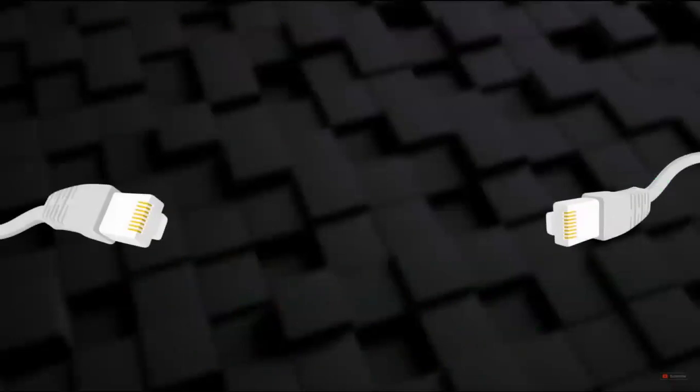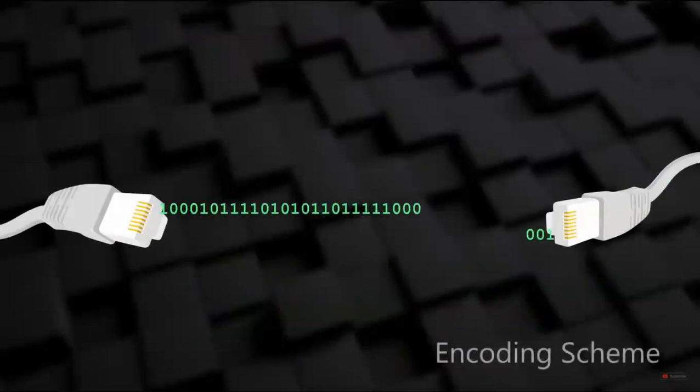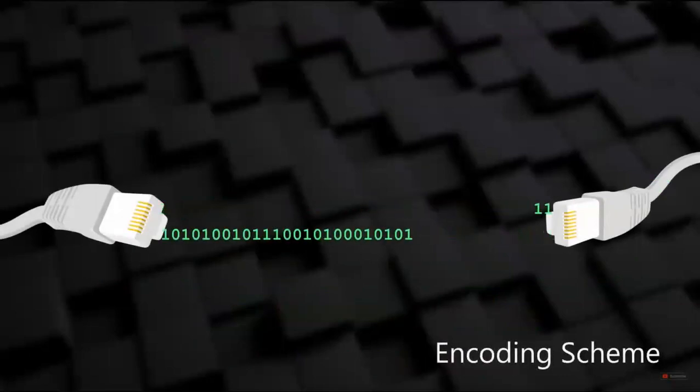Electrical cables use electrical signals. These are a pattern of ones and zeros. The receiver needs to decode this pattern. The pattern is called an encoding scheme. To send electrical signals, a circuit is needed. This means that electrical cables need to contain several wires.